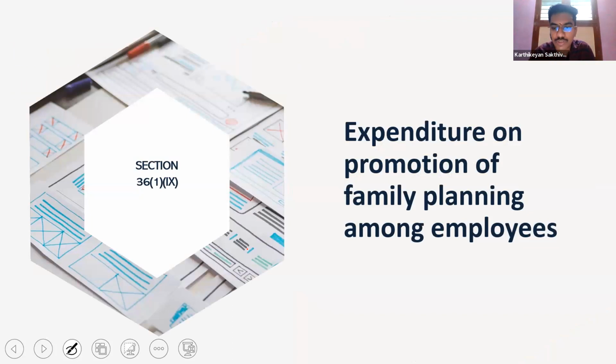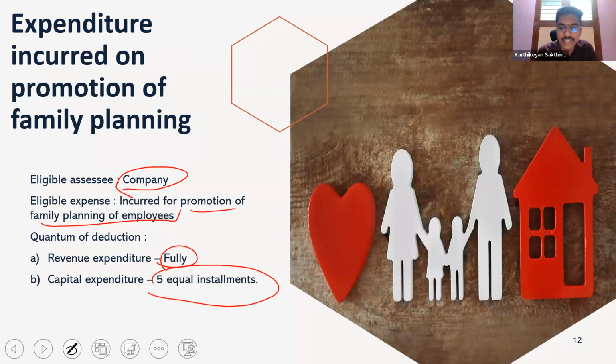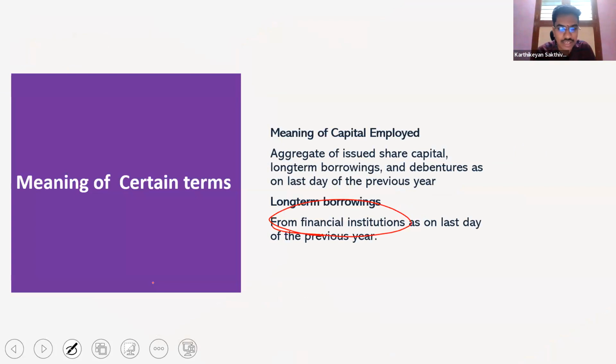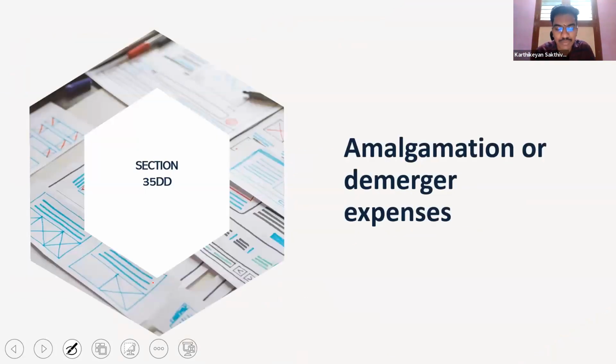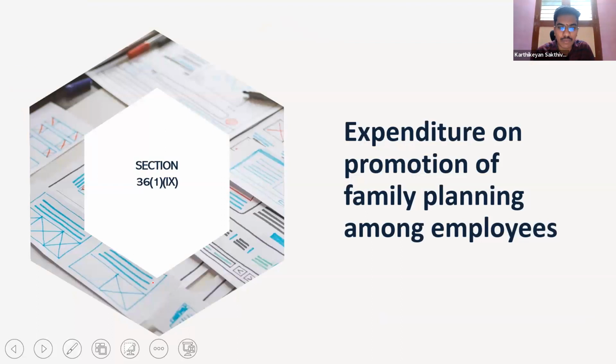Next is expenditure on promotion of family planning among employees. This is given under section 36(1)(ix). Here again the eligible assessee is a company. The amount eligible for deduction is the amount incurred for the promotion of family planning among employees. Here the revenue expenditure can be claimed fully in the year in which it is spent. In respect of capital expenditure, it can be taken over 5 equal installments. So that's it, that is in relation to preliminary expenditure. Generally for everything it is a 5 year period: preliminary expenditure, amalgamation demerger expenditure, VRS expenditure, and family planning expenditure.